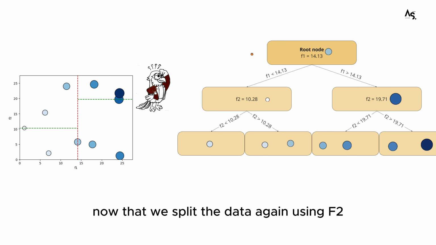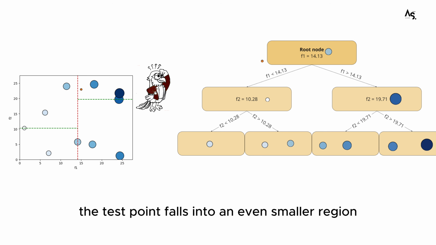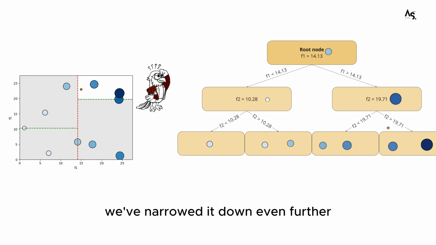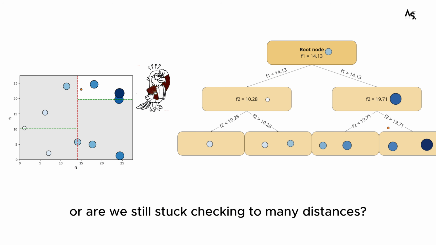Now that we've split the data again using F2, the test point falls into an even smaller region. This means that instead of checking half the dataset, we've narrowed it down even further. The deeper the tree, the fewer points we need to consider. Alright detectives, let's put our deeper KD tree to the test. Will increasing the depth really save us from extra calculations? Or are we still stuck checking too many distances?